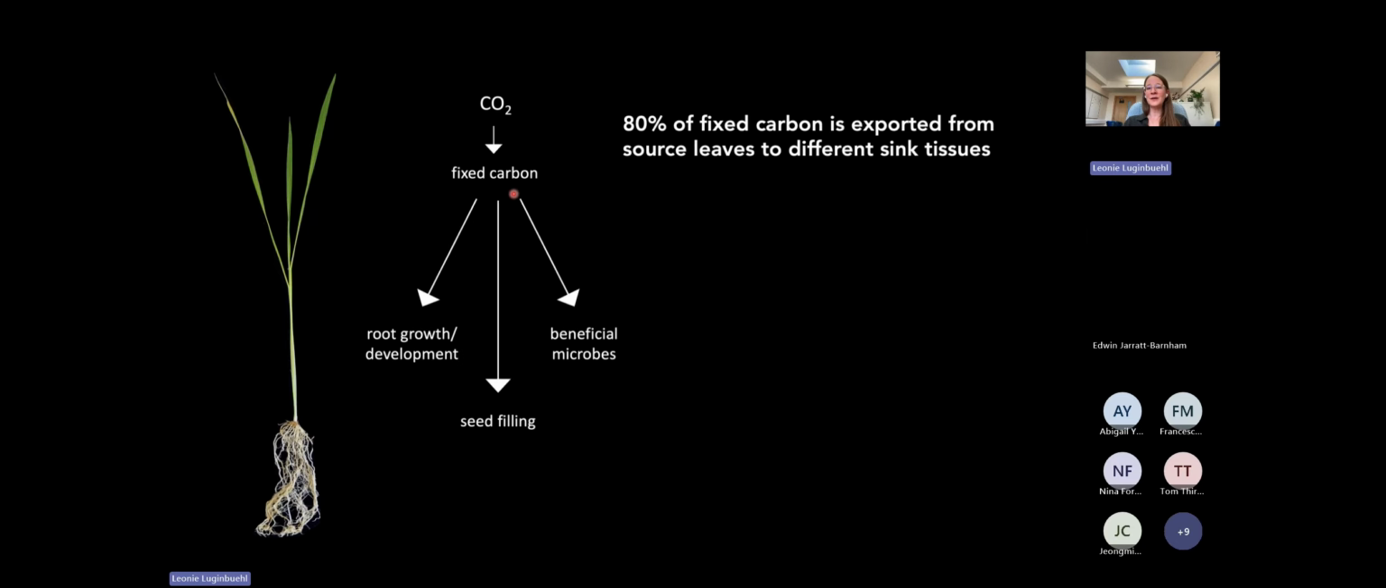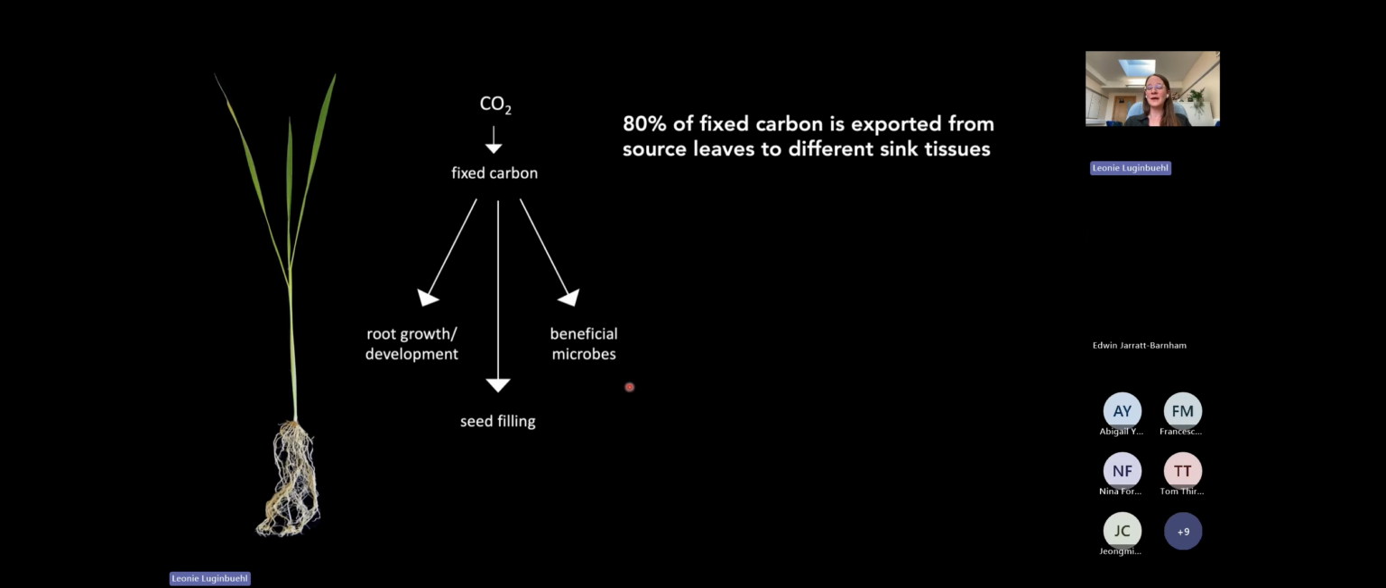Because in fact, more than 80% of fixed carbon is exported from these source leaves where carbon fixation takes place to different sink tissues. So for example, a lot of the fixed carbon is actually transported to the root to support root growth and development. And there's a lot of carbon that goes into seeds during reproduction, and this of course is important for crop yield. But there's also a lot of fixed carbon that is allocated to beneficial microbes.